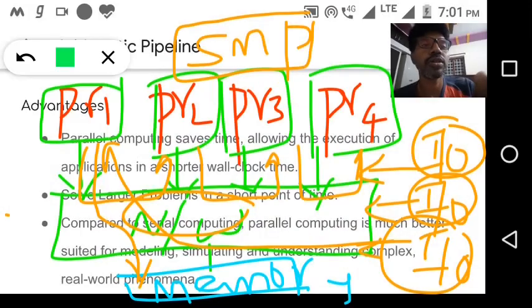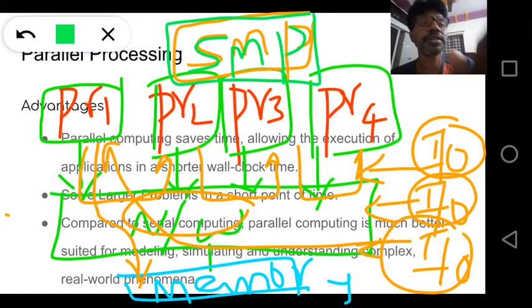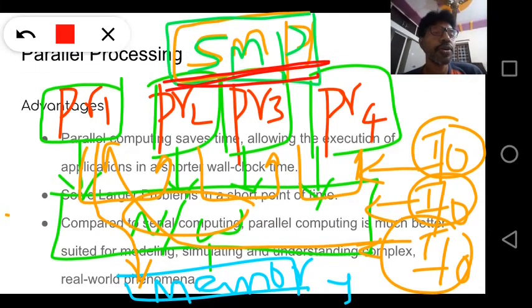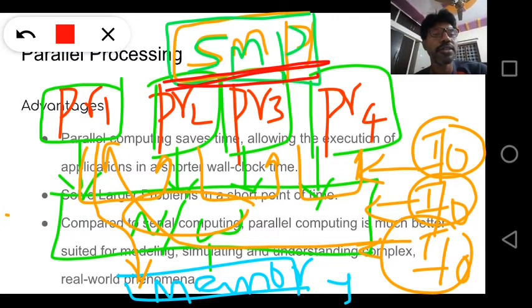This is called a symmetric multiprocessor. With the symmetric multiprocessor, what happens? Each processor gets the equal right to interact with the remaining processors. Similarly, each processor has the equal right to communicate with I/O devices, and each processor has the equal right to access shared memory.